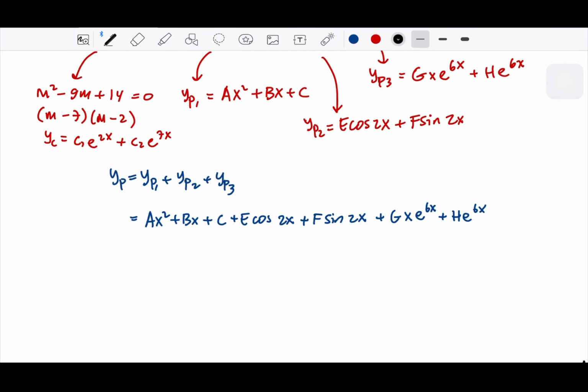Okay, another one. Try to find yp. We just have this e with the power of x. I would like to know how you approach this question.